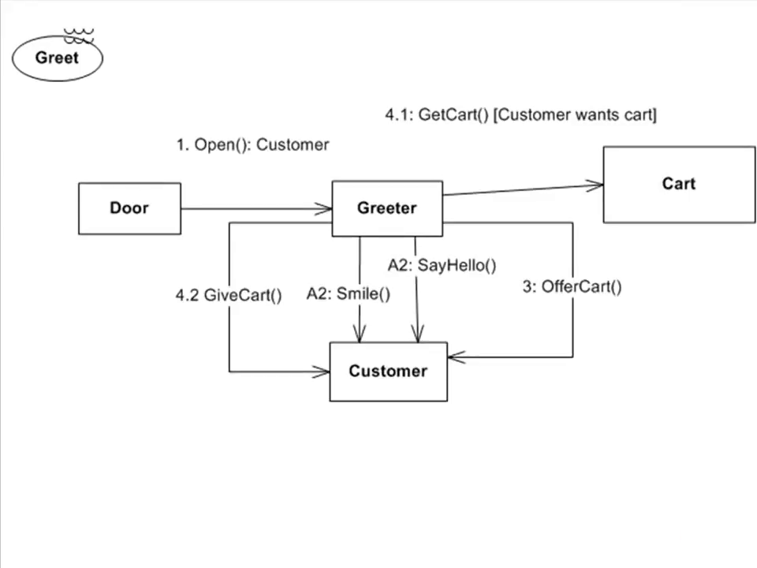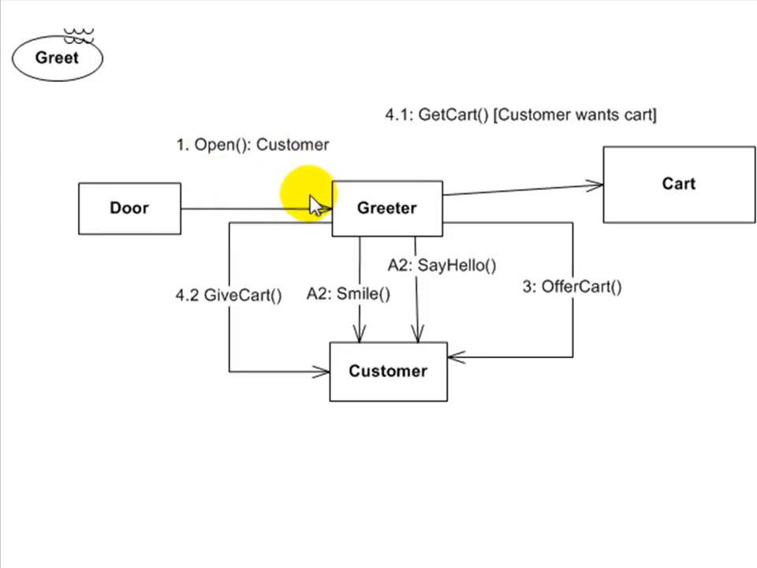So now that I have my analysis classes for my greet use case, I can break those down into a communication diagram, and I can use those classes to describe the interaction that I envision will happen between those classes to bring about this use case. So here's how I envision these classes interacting. I've got my door boundary class here, and it opens, and in comes a customer.